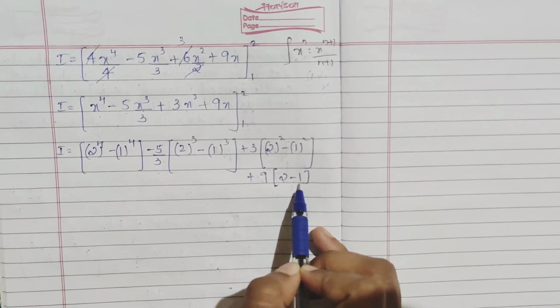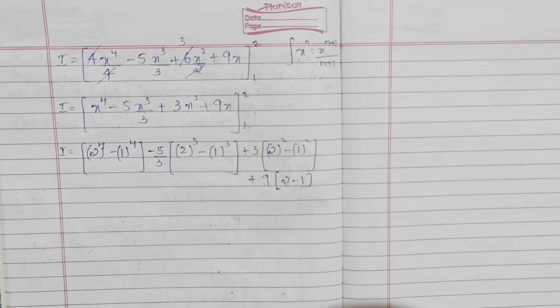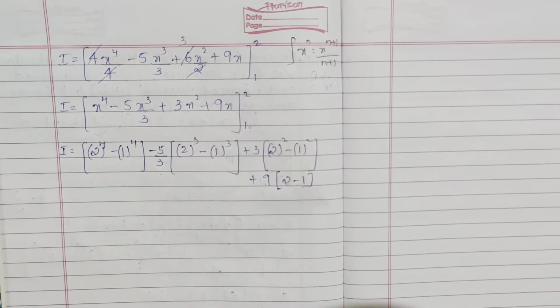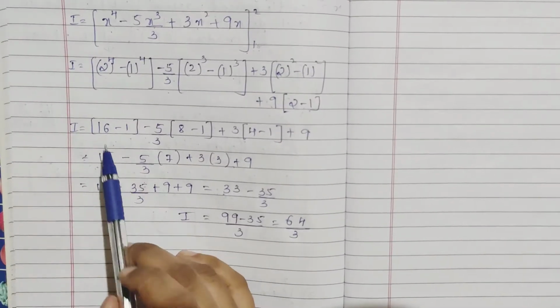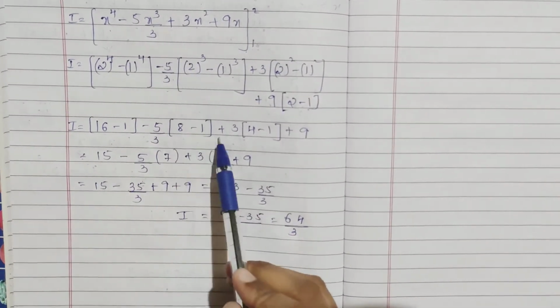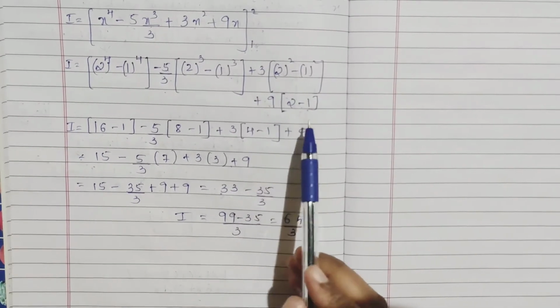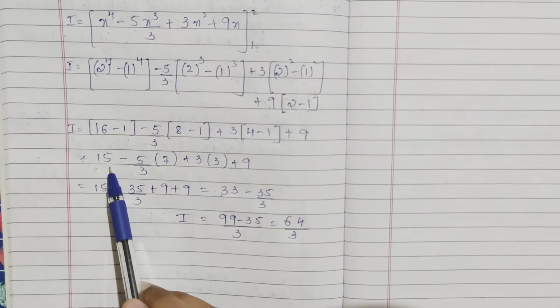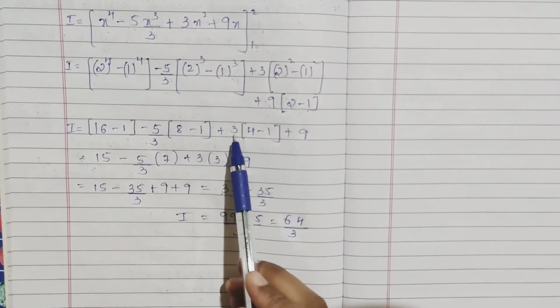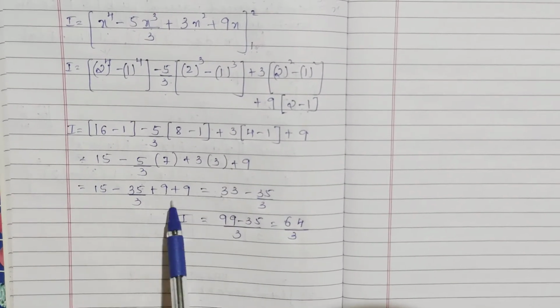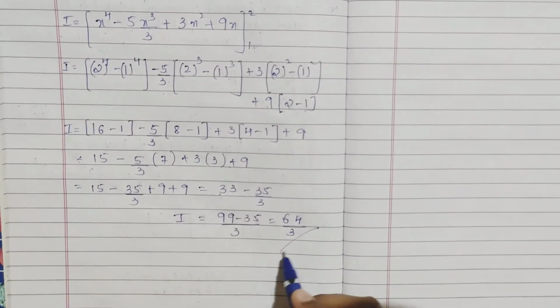I hope it is clear. For both the limits you have to do. Now just put the values and solve it. So you will get 16 minus 1, 5 by 3, 8 minus 1 plus 3, 4 minus 1 plus 9, 2 minus 1 is 100. So 15 minus 5 by 3 into 7 plus 3 into 3 plus 9. So if you calculate, you will get answer 64 by 3.